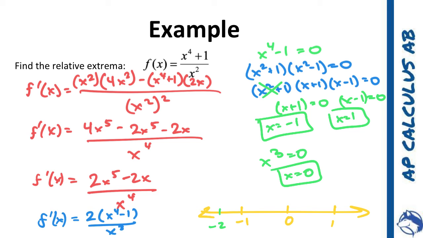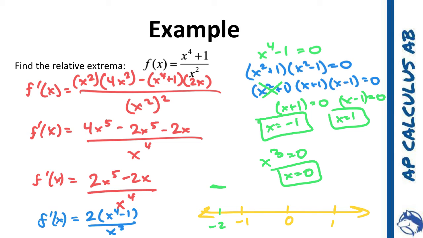So I'm going to choose negative 2. Well, if I plug negative 2 into the numerator, I'm going to end up with a positive value because negative 2 to the fourth is going to be a larger positive there. And then on the bottom, anything that's cubed that's negative is going to be a negative. So I know that I have a decreasing interval right there.